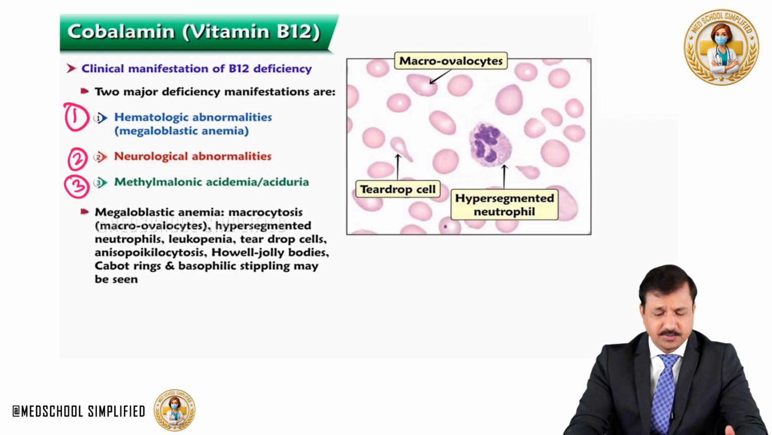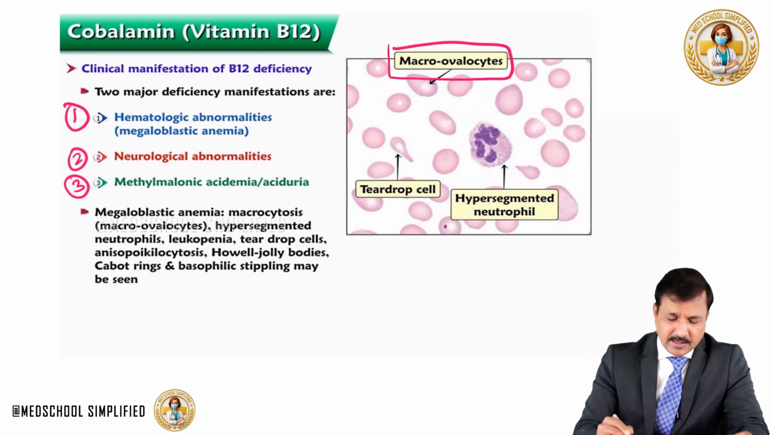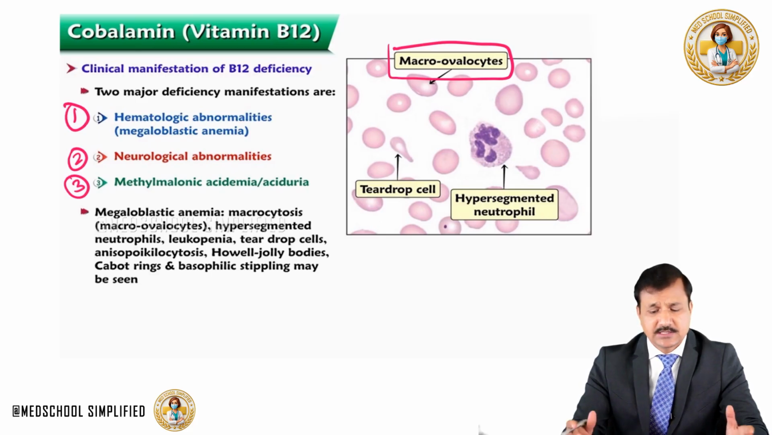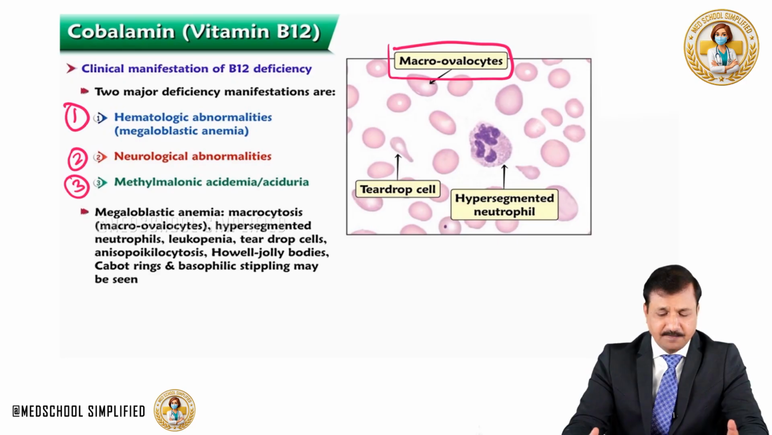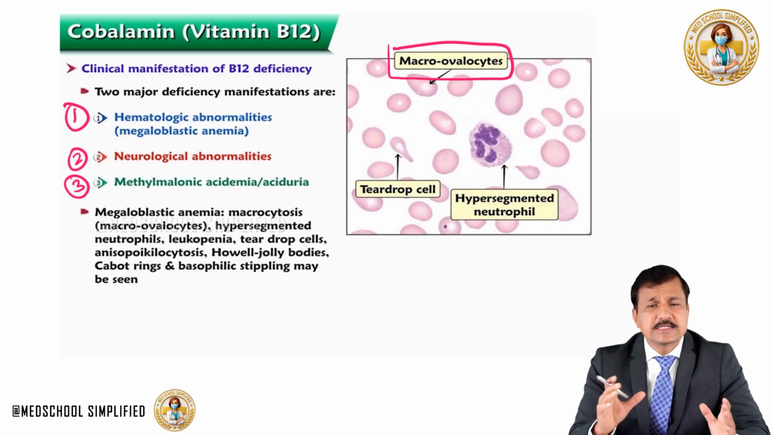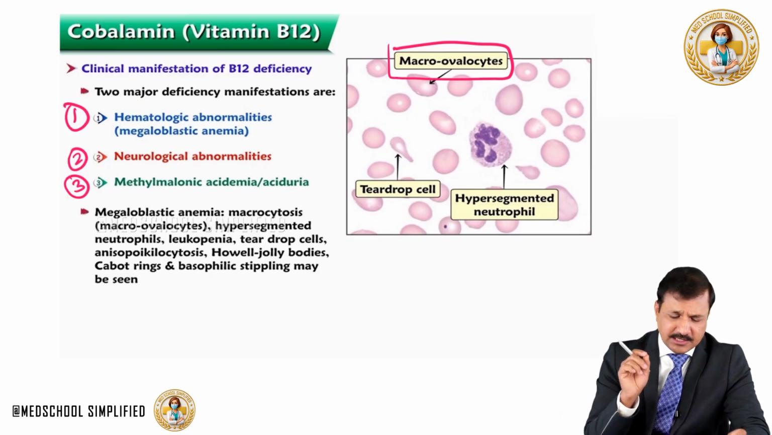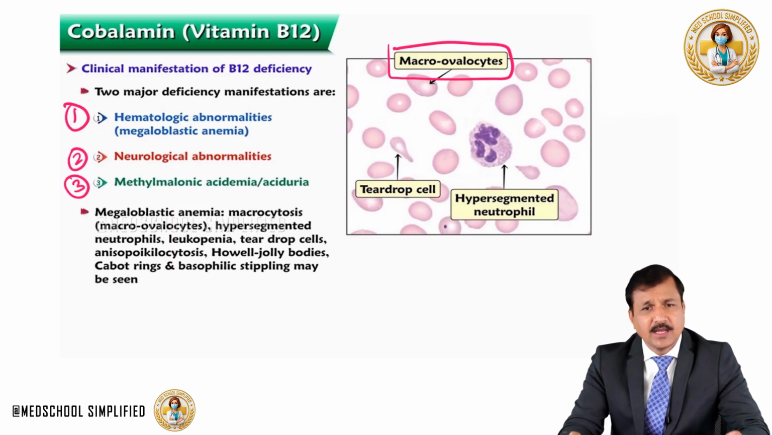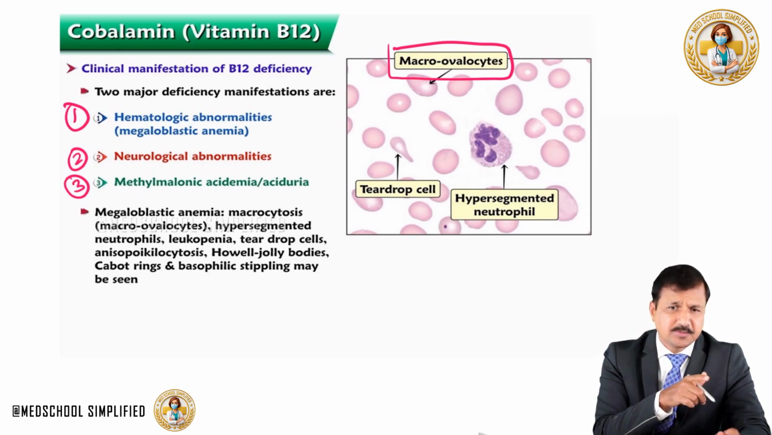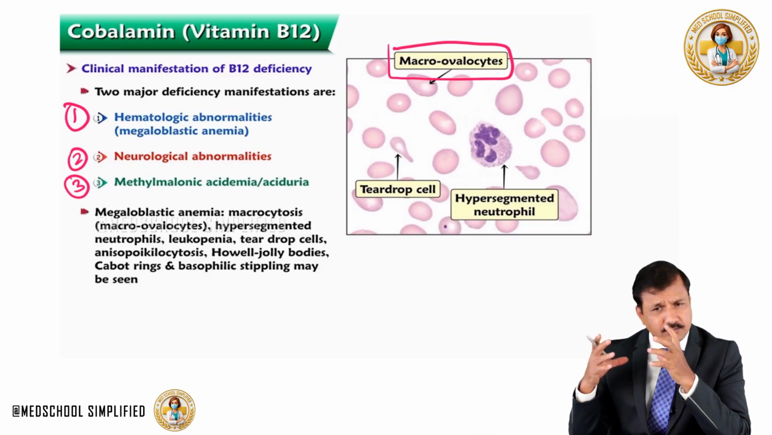So if you look at the peripheral smear, the red blood cells that you are going to see here show macrocytosis, that is big red blood cells with abnormal shape. So macro-ovalocytosis you are going to see here, which is a significant finding for a person with megaloblastic anemia. Why is megaloblastic anemia seen in cobalamin deficiency? It's because cobalamin deficiency will lead to functional folate deficiency, which I just now explained. It leads to folate trap, and functional folate deficiency leads to megaloblastic anemia.